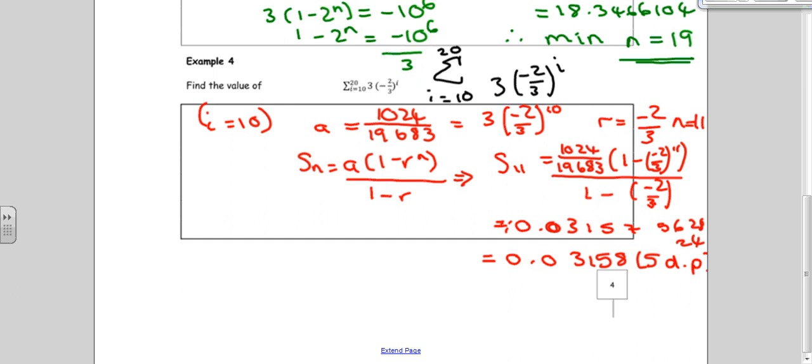rounding to a certain amount of decimal places, just in case you make a rounding error. So then you'll still get the mark for writing down what came up in your calculator display, but if you're asked to give it to a certain amount of decimal places, you might lose a mark for the accuracy. But I've given my answer to 5 decimal places.